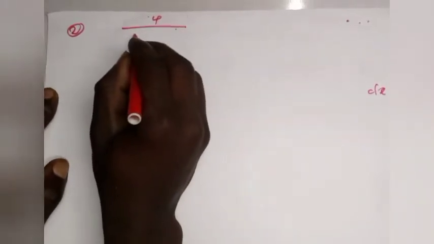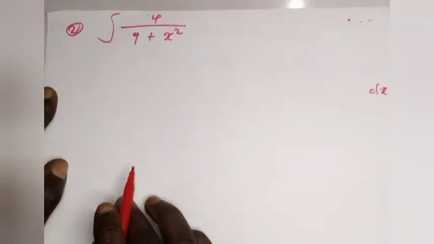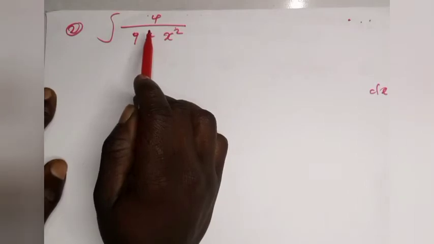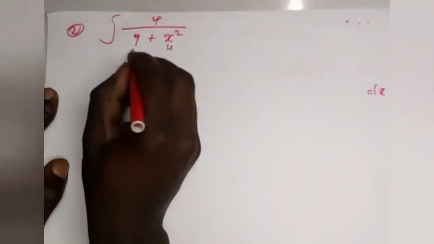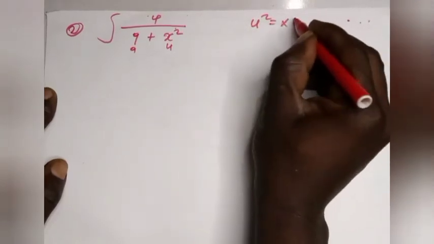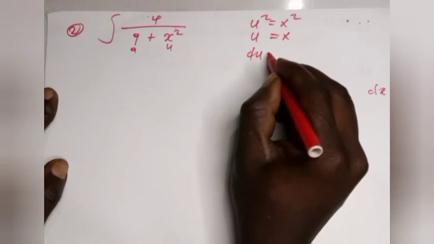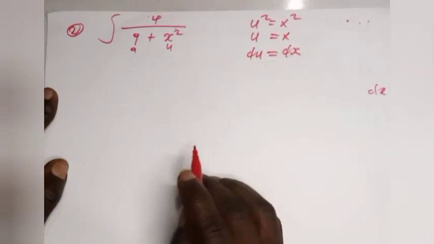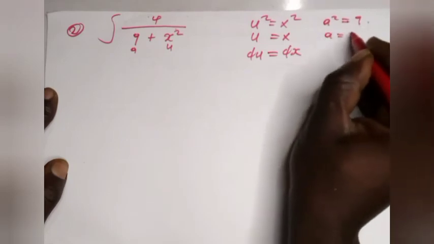Example 2: if you have the integral of 4 over 9 plus x squared dx, we all know that this one is a tangent inverse. So this one is u, this one is a. Then u squared equals x squared, u equals x, then du is equivalent to dx. Then a squared equals 9, then a equals 3.